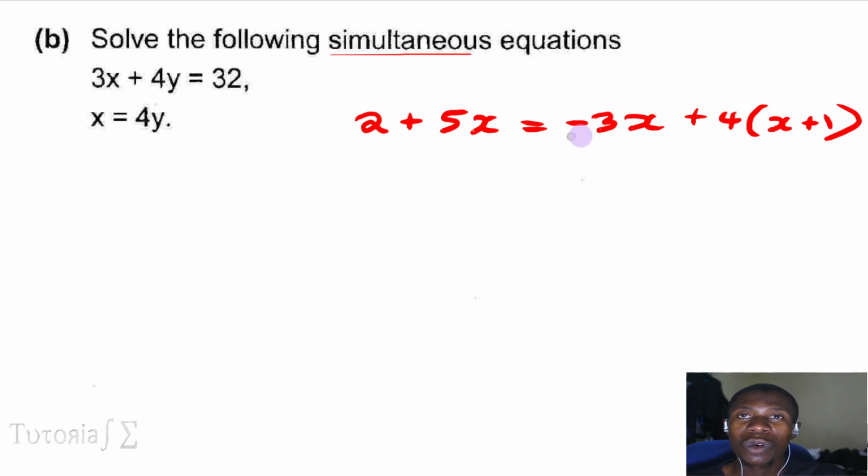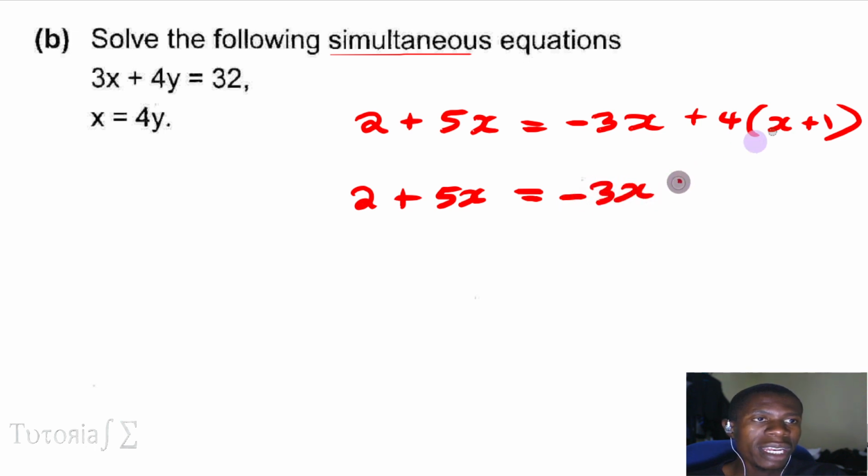First of all, you look for the brackets. That's the first part that you deal with. So for the brackets, we'll write this as 2 + 5x = -3x. Then here we'll start distributing: 4 times x will be positive 4x, then 4 times 1 will be positive 4.